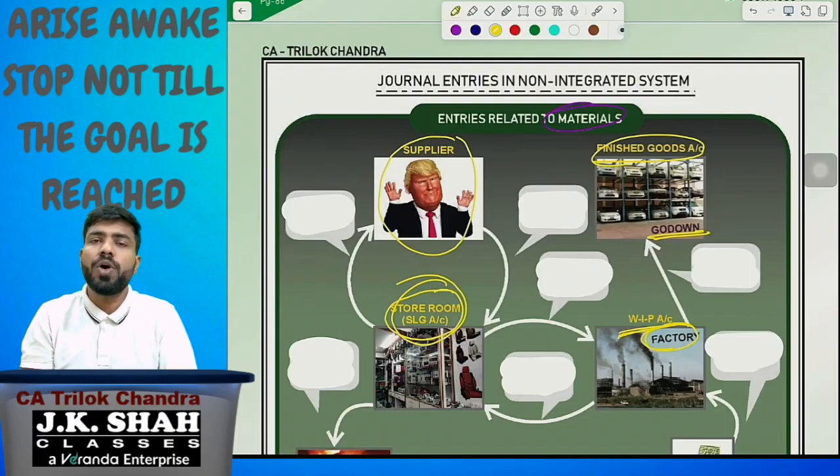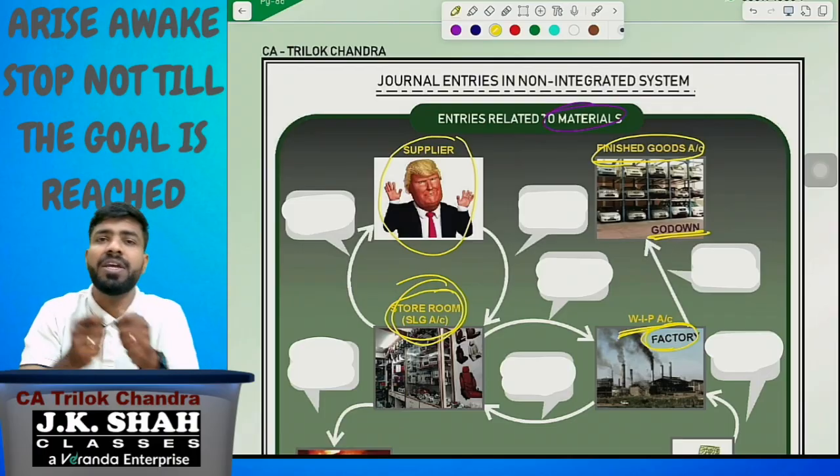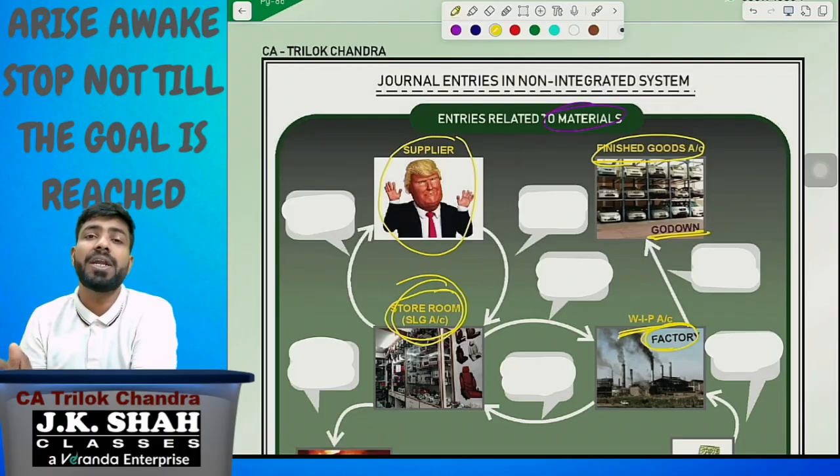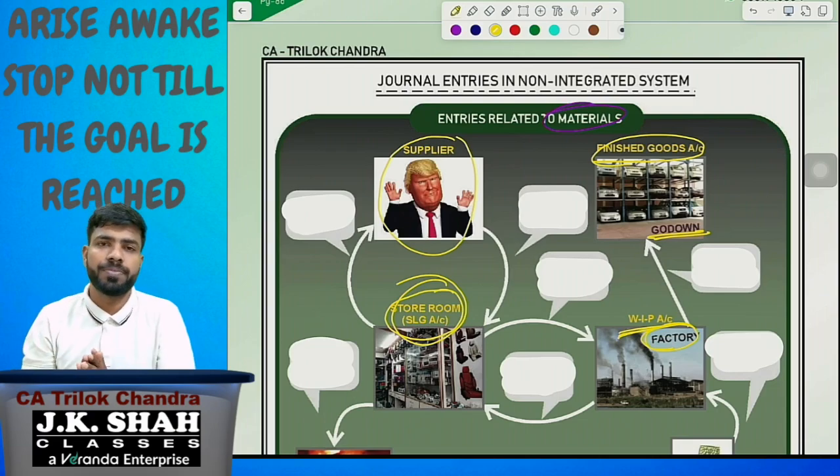Second, issue of raw material for the production. Issue of raw material for the production from storeroom to the factory. Which account to be debited? Work in progress control account. Credit, stores ledger control account.